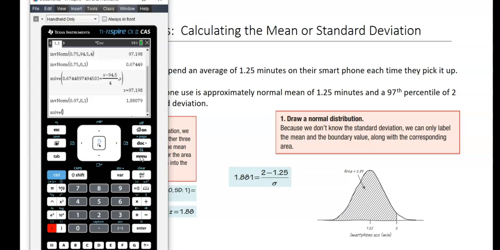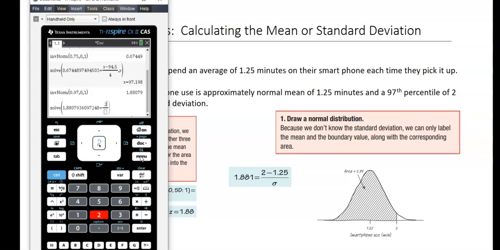I'm just going to grab the 1.881. I like to grab it so I don't have to round it. If you mouse up and press enter, you can grab that. Equals 2 minus 1.25 over x for standard deviation. Solve for x.